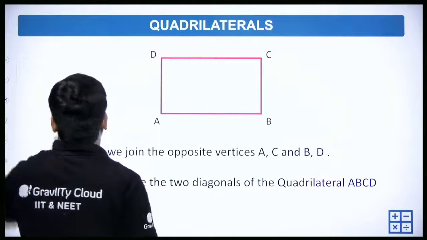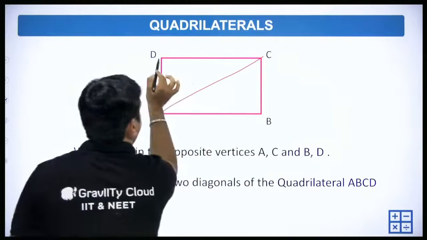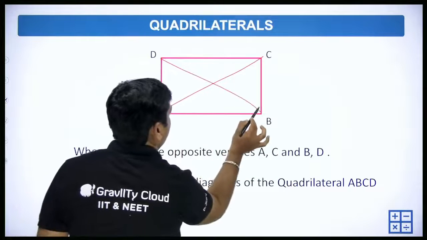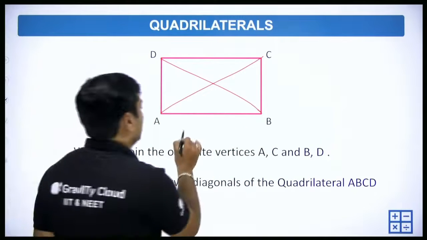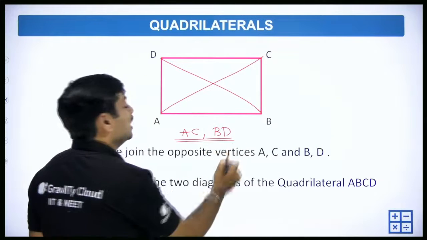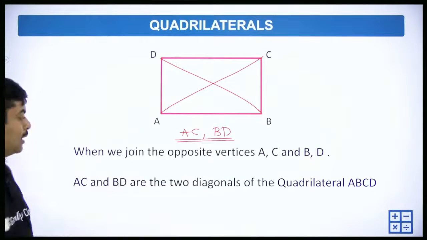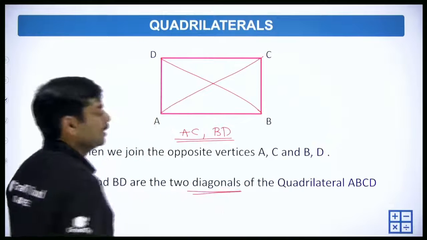So now we are joining A and C, not A and B, A and C, as well as B and D. So what is this AC called? AC line segment and BD line segment are called diagonals of a quadrilateral. Okay, so AC and BD are the two diagonals of the quadrilateral ABCD.